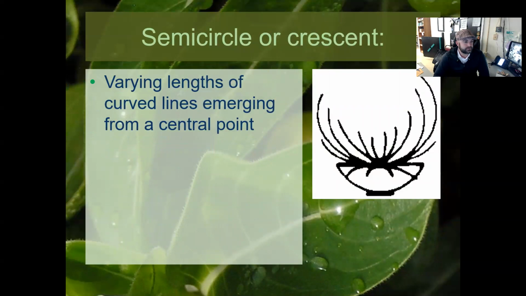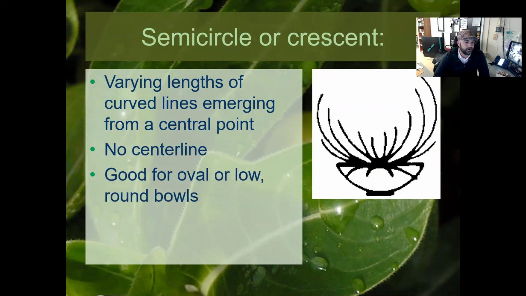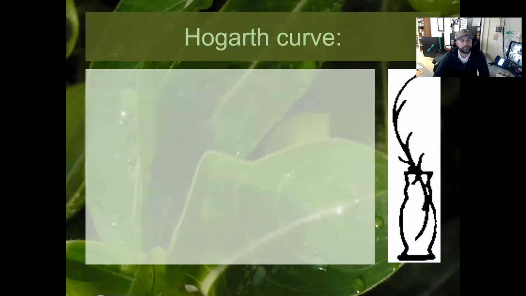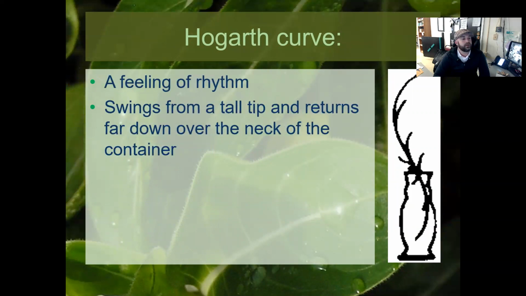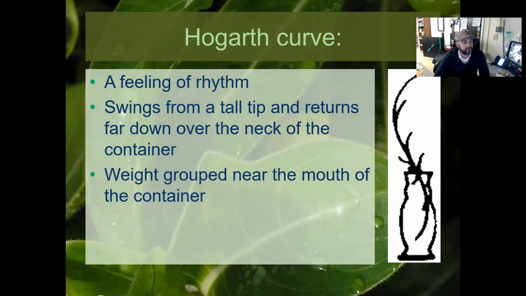Semicircle or crescent: varying lengths of curved lines emerging from a central point, no center line, good for oval or low round bowls. The Hogarth Curve, a feeling of rhythm, swings from a tall tip and returns far down over the neck of the container, with a weight group near the mouth of the container. So typically with these, you're going to see some designs with calla lilies in them and some vines. We'll definitely look at some examples here live in class.